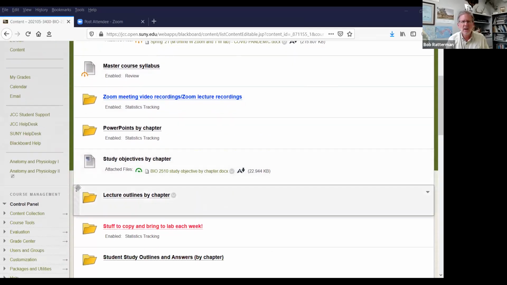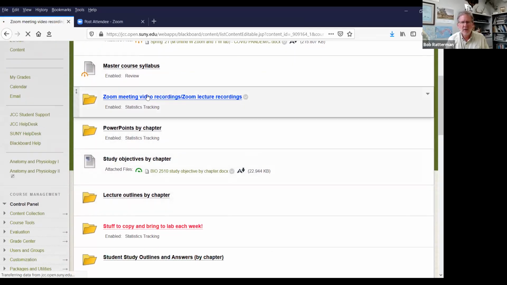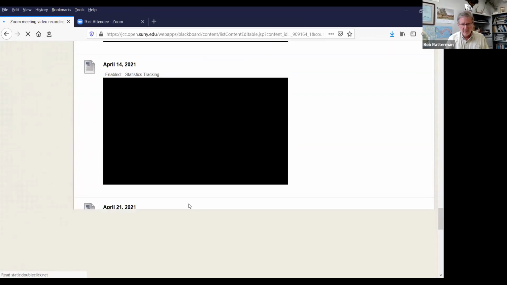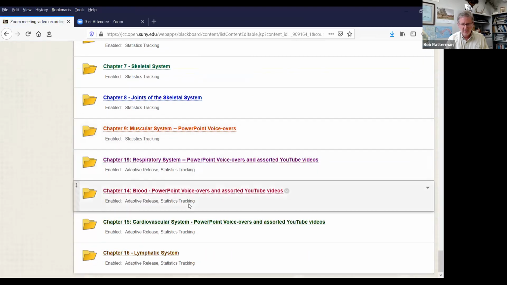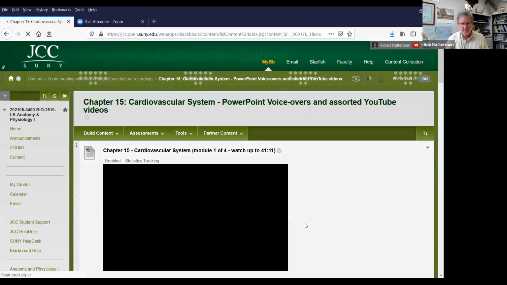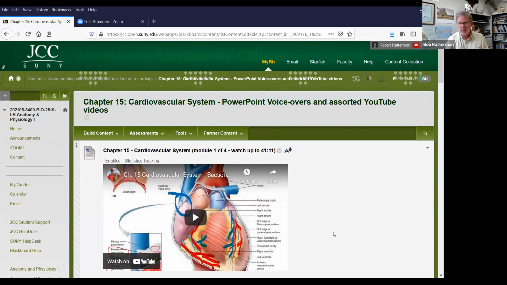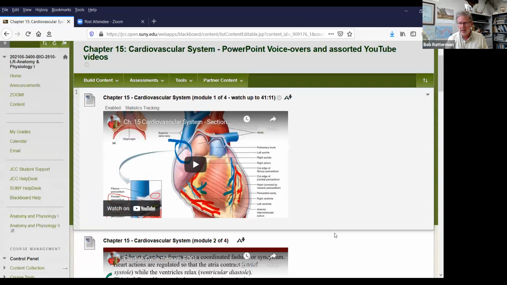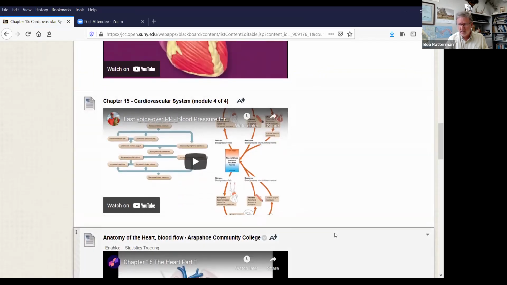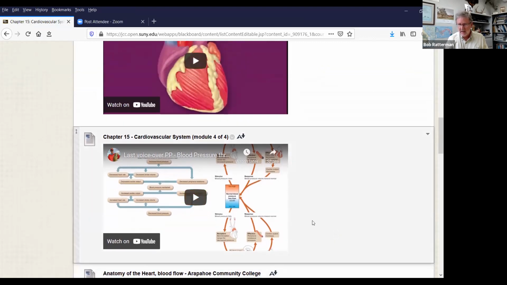Share screen. All right, so when we go to the content section here and we go to Zoom lecture recordings, and then we scroll down to cardiovascular system, which is here. There are 4 Zoom lectures for this chapter. Okay. So they are broken up. Yes, they are broken up into 4 lectures. And it's the first 4 listed here, okay?